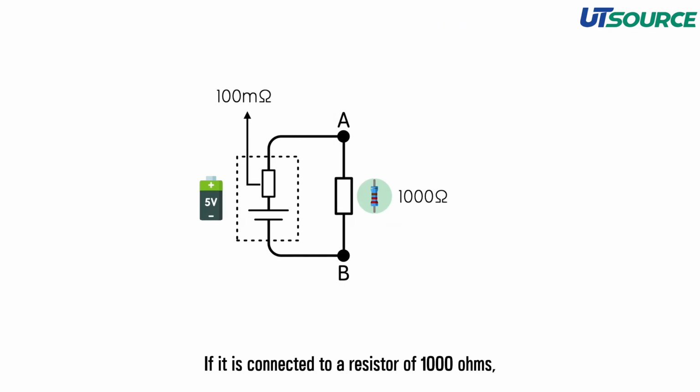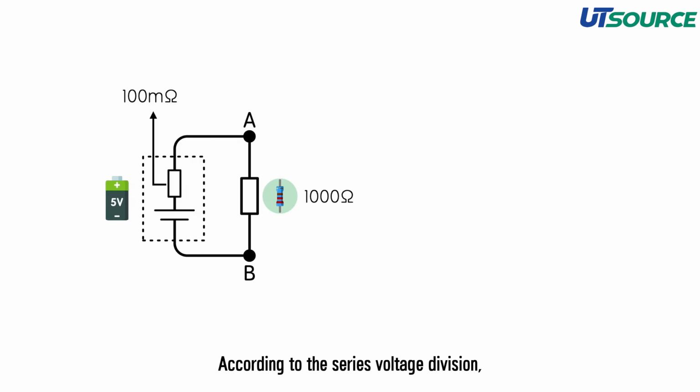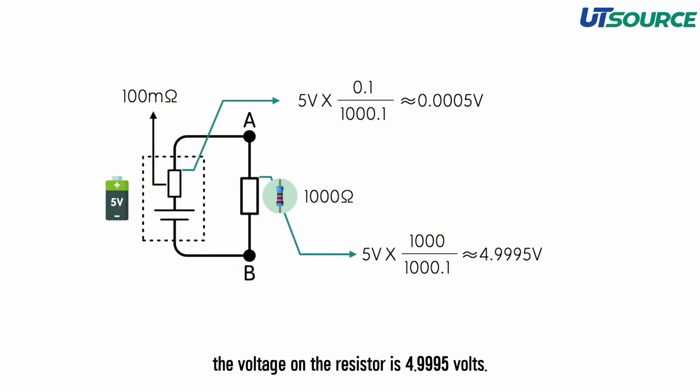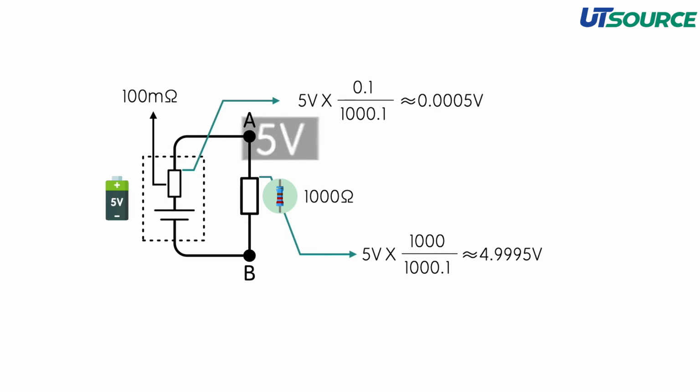If it is connected to a resistor of 1000 ohms, according to the series voltage division, the voltage on the internal resistance is 0.0005 volts. The voltage on the resistor is 4.9995 volts. The voltage at point A is close to 5 volts, so it will not be pulled down.